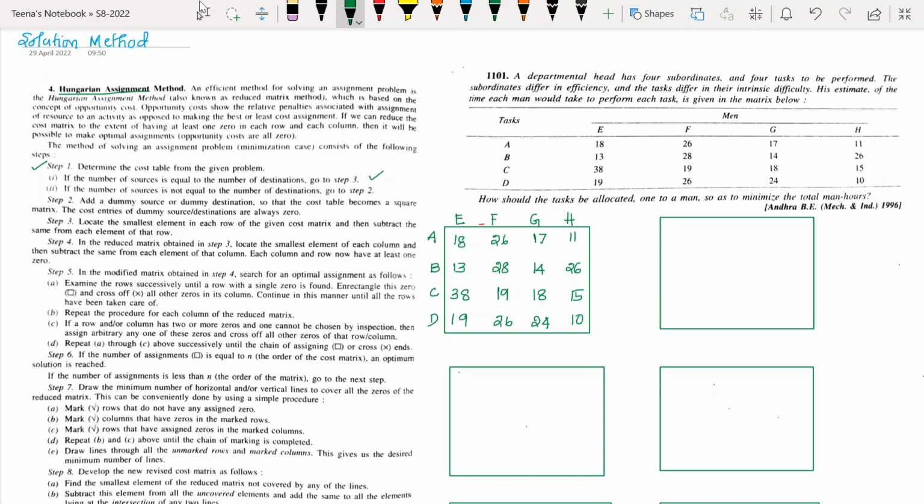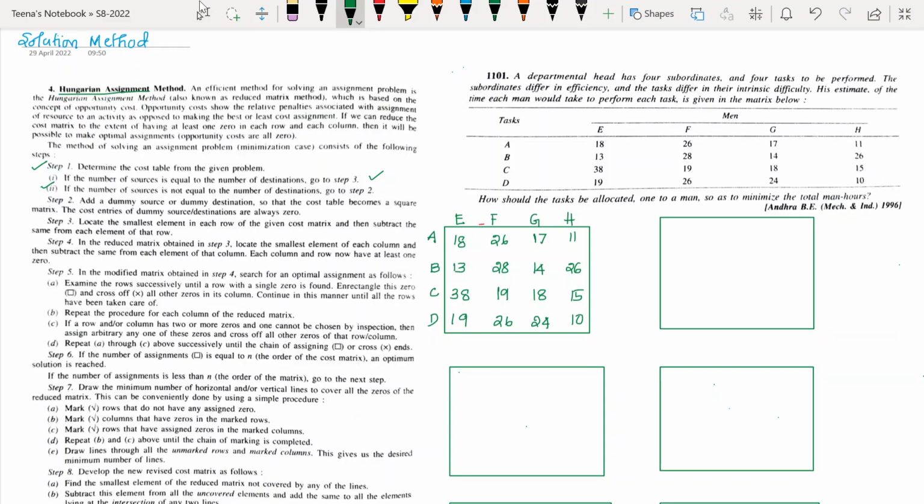Let us just read that step 2. When the problem is not balanced, that's what is given by this second case, add a dummy source or dummy destination so that the cost table becomes a square matrix. The cost entries of the dummy source or destinations are always equal to 0. So this is similar to what we have in the transportation problem in order to make it balanced.